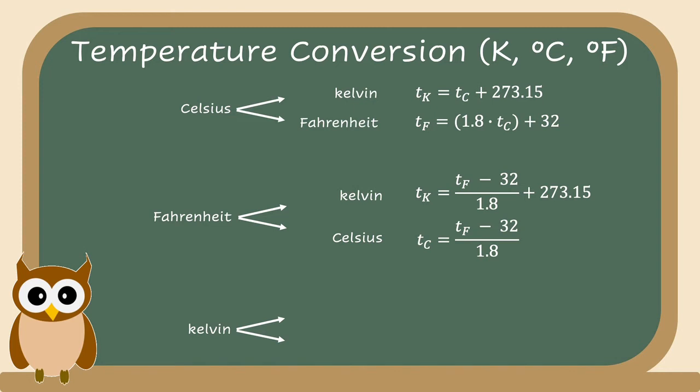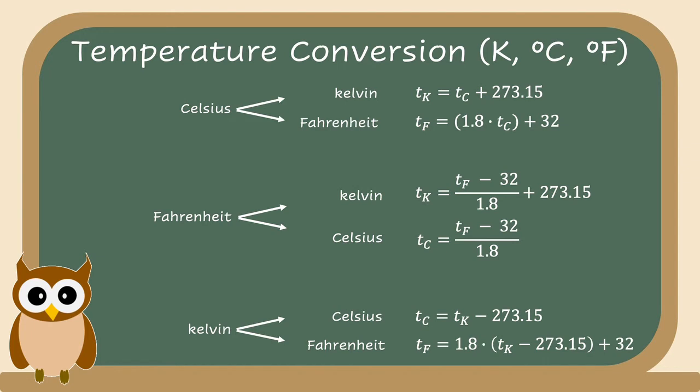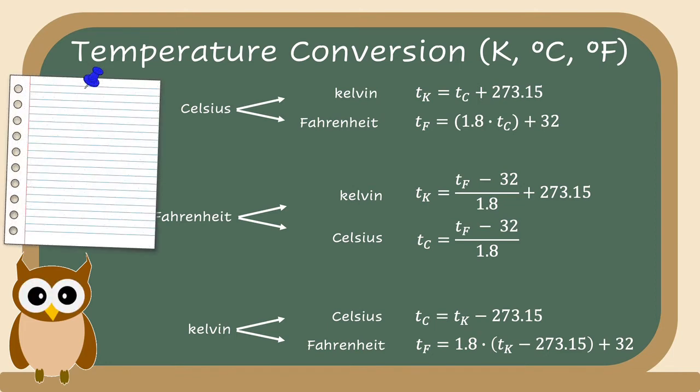Finally, converting from Kelvin to Celsius and Fahrenheit. To get to Celsius, we must subtract 273.15. And to Fahrenheit, we subtract 273.15, then multiply by 1.8, and finally add 32. Again, we are effectively converting to Celsius first and then to Fahrenheit. Let's just make a note of these equations again.